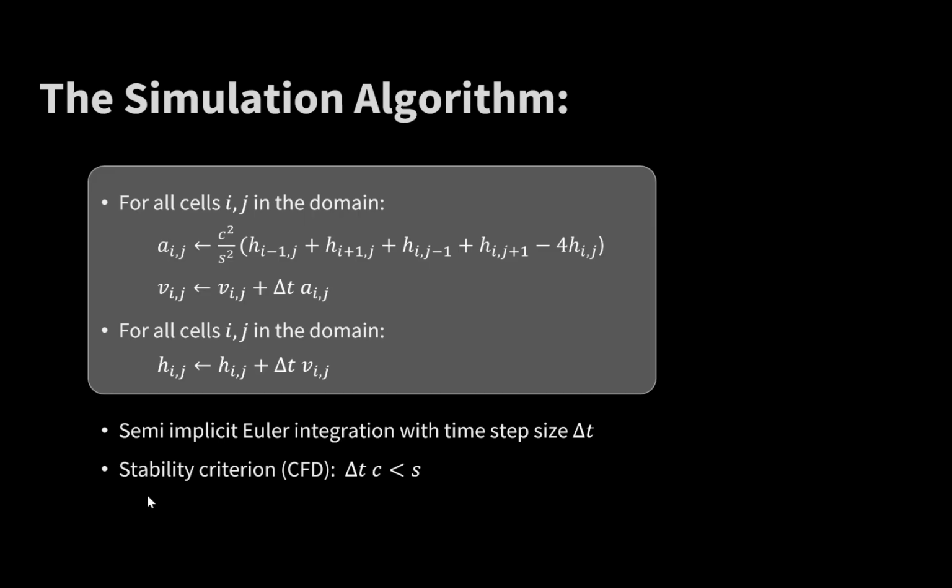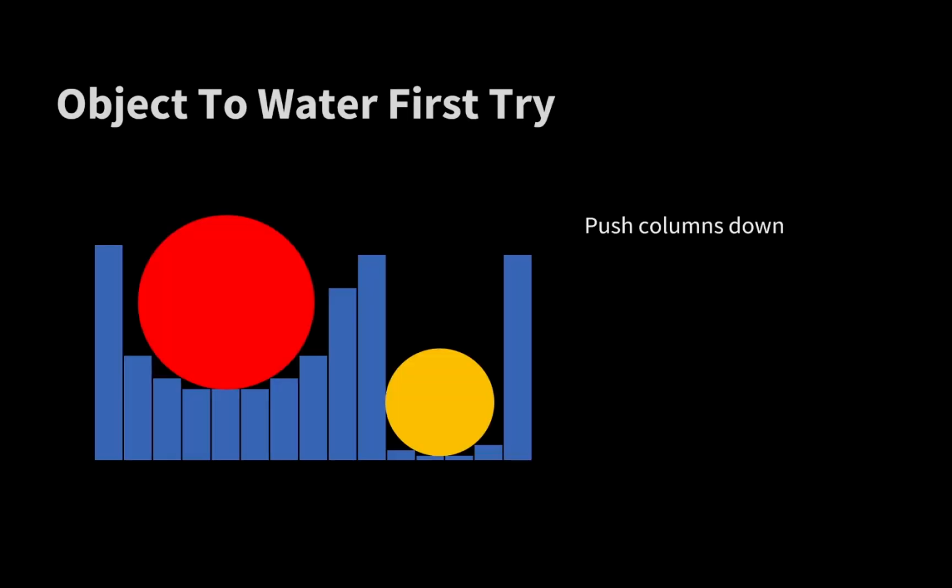To get a stable simulation, we have to make sure that waves do not travel further than 1 grid cell in one time step. Now let's see how we can simulate the interaction of objects with the water surface. We want to have two-way coupling. This means we want to know how objects influence the water surface and how the water influences the objects. Let's first have a look at how the objects influence the water surface.